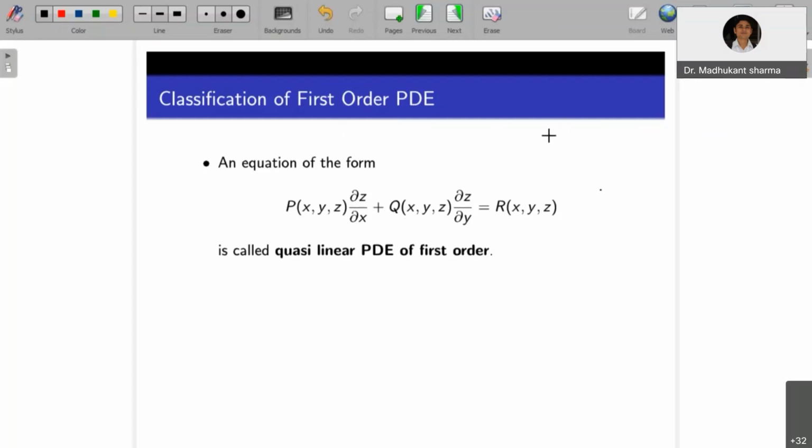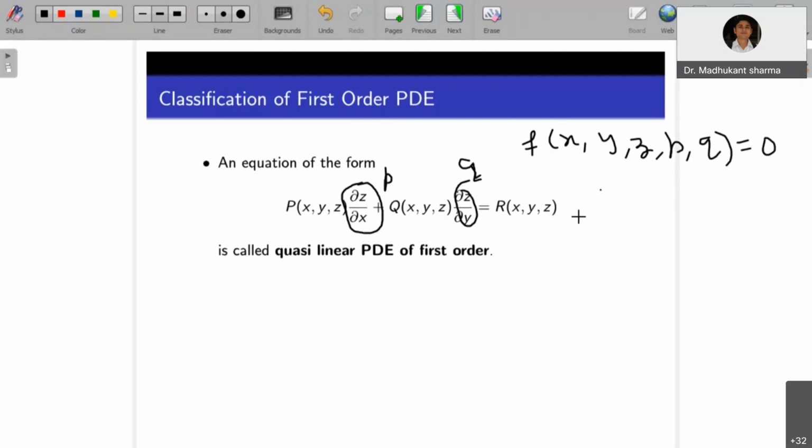Now, you have the original partial differential equation of the form F(x, y, z, p, q) = 0. There are various possibilities to write this type of equation. Here p is ∂z/∂x and q is ∂z/∂y. This is a first order differential equation.